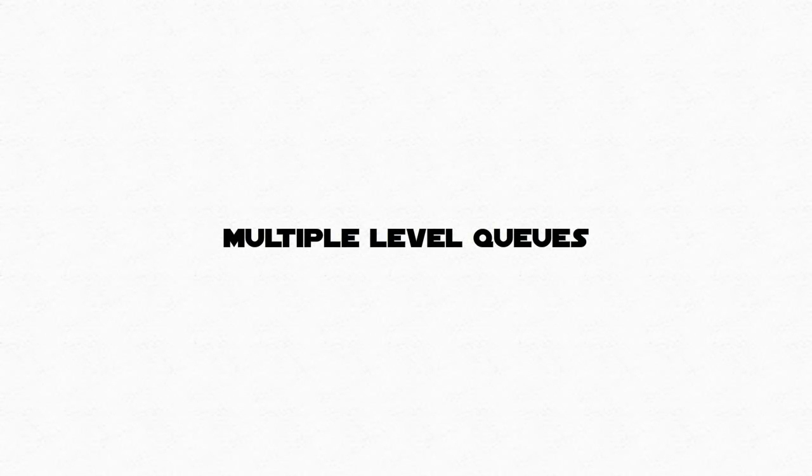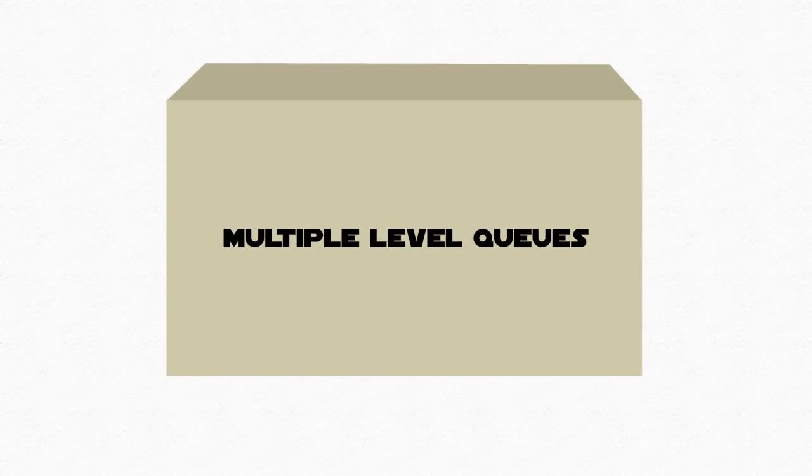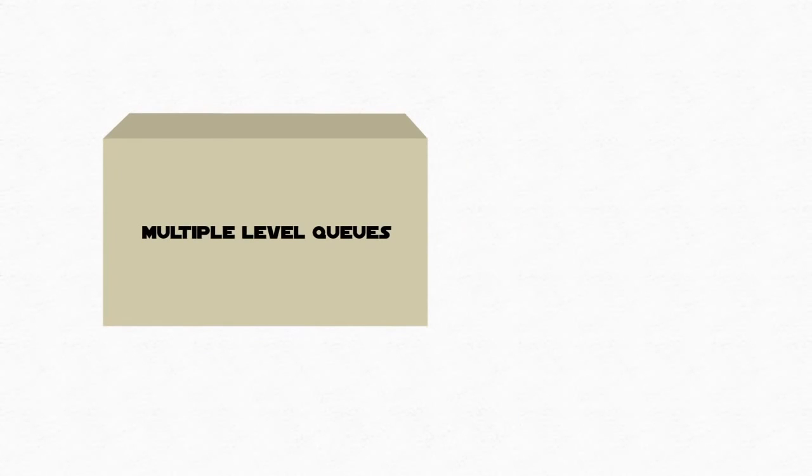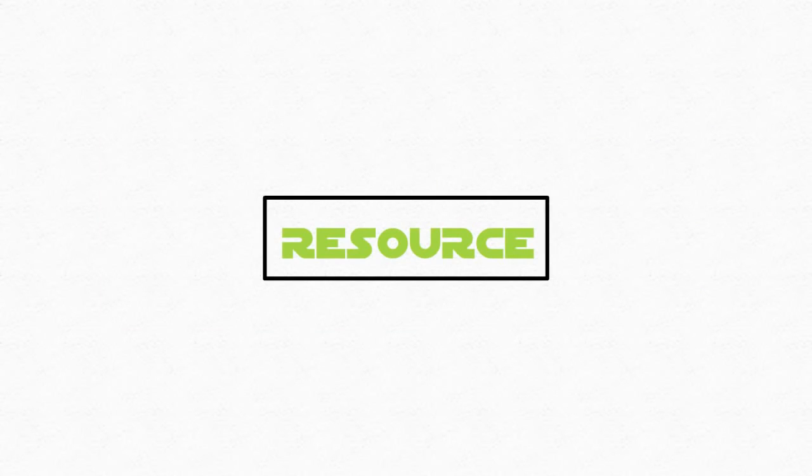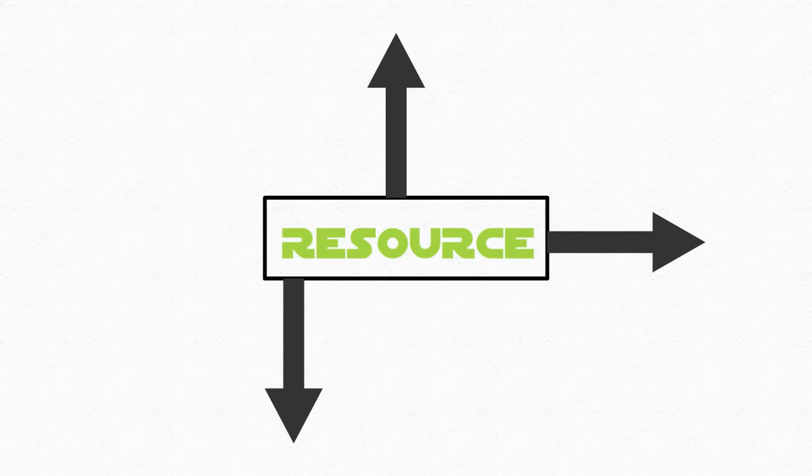Multiple level queues aren't a scheduling algorithm, but more of a package that works in conjunction with several of the policies, taking benefits of them all with one queue per policy. It has multi-priority, variable time quantums, and an aging queue. So, now we know how resources are shared over a single process. How do we cope with multiple processes?